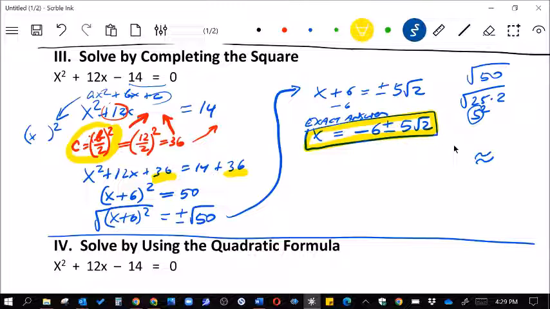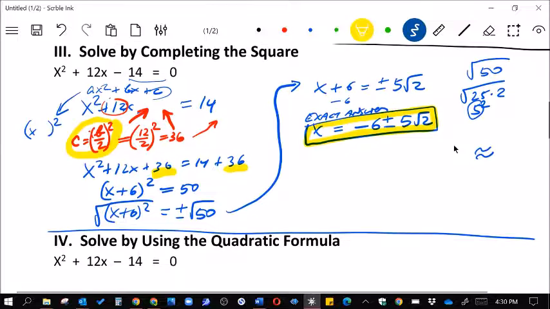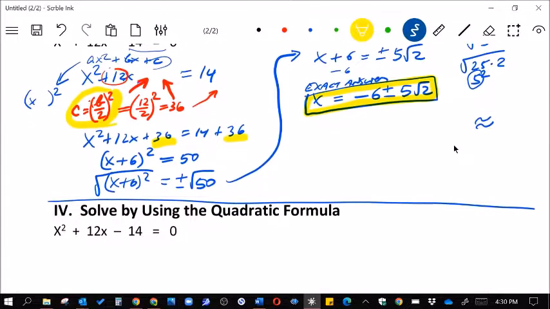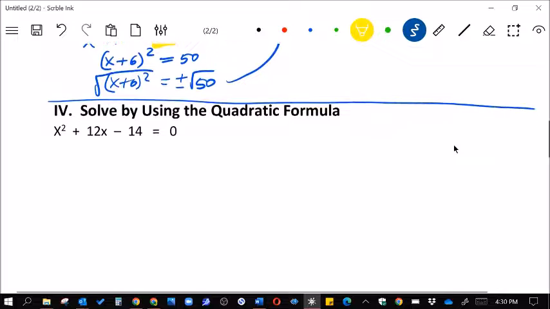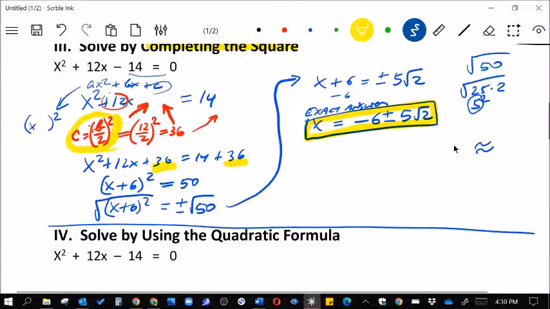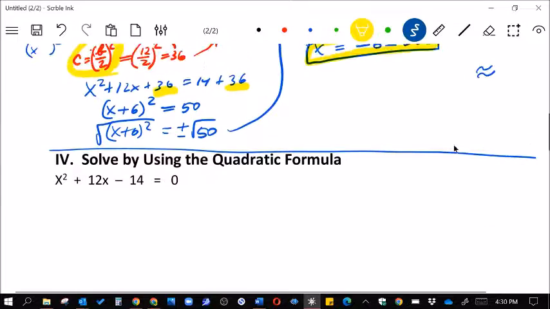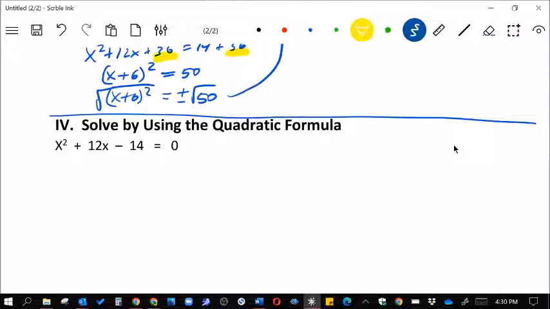All right, now where we go next, let's come on down to the next one. Completing the square can be done if you can add to both sides. And you can do that for anyone, even the hard ones. But here you have solve by using the quadratic formula. So notice this is the same one. We're going to get the same answer, but we're going to do it by using the quadratic formula.